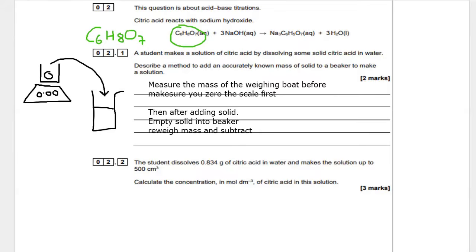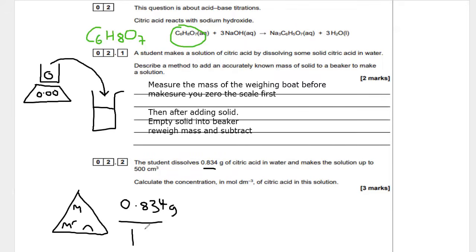And there's your answer. Hopefully you can all remember your triangle from GCSE. You've got mass over Mr equals moles. So we're going to write down the mass of the citric acid, 0.834 grams. We're going to divide that by 192. I believe that's the Mr. And then we're going to, no, what am I timesing 100 for? I've had a moment.